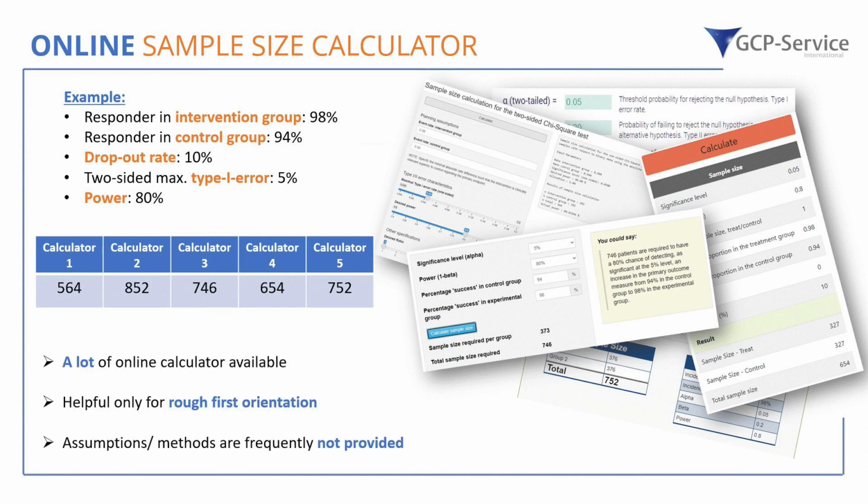So there are a lot of online calculators available, and honestly, when you want a first rough estimation of what area we are looking at, then this is very helpful to just get an impression, because I know that I will not be able to conduct such a study with 100 subjects. It's more like 500 up to 1,000.